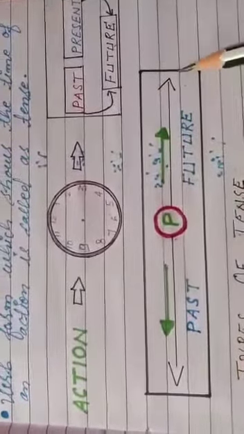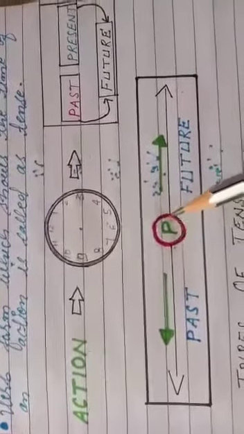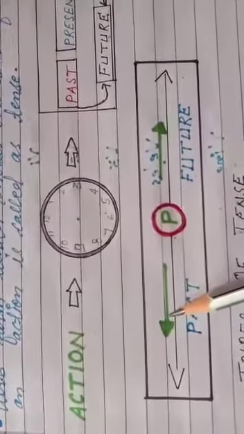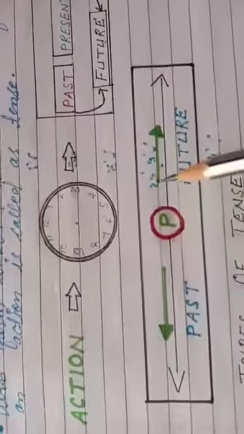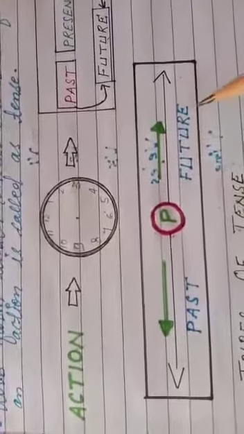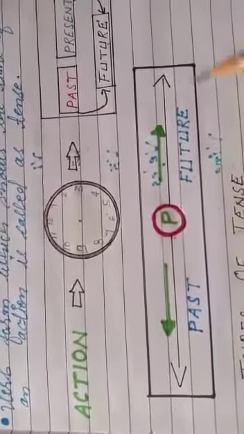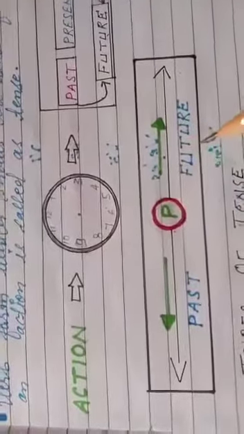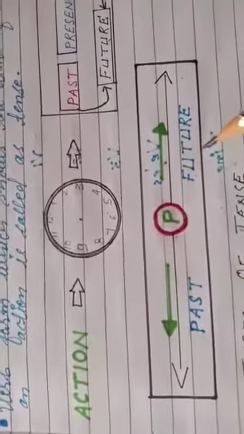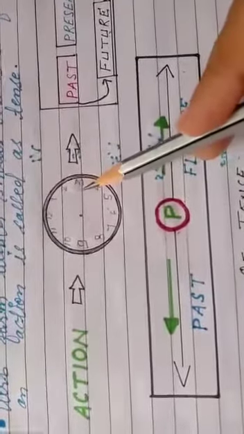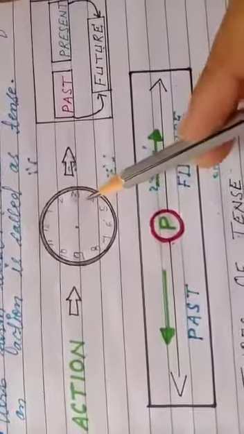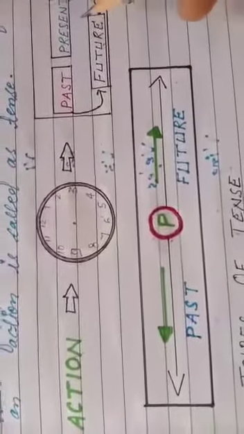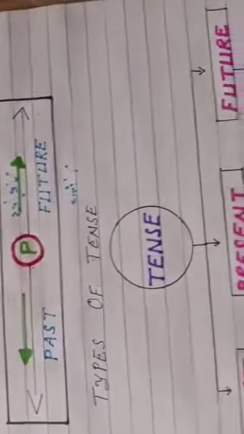Consider this timeline. The circle represents the present time. The line left to the circle is the time which passed away. And the line right to the circle is the future time. Please consider this timeline properly as we are going to use this timeline for understanding when any action took place with respect to time.